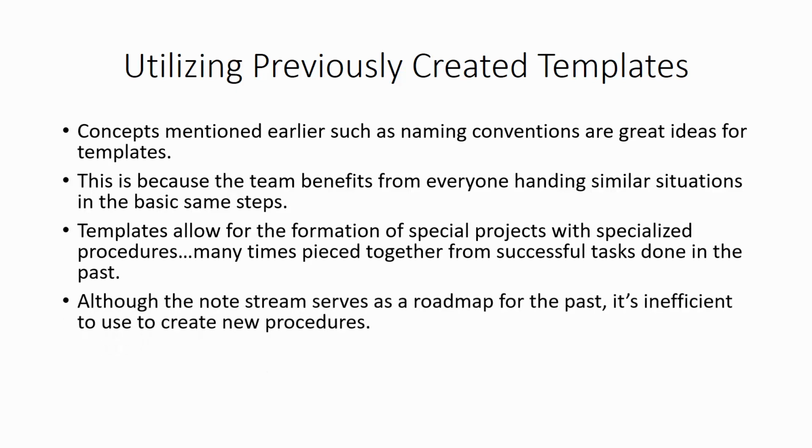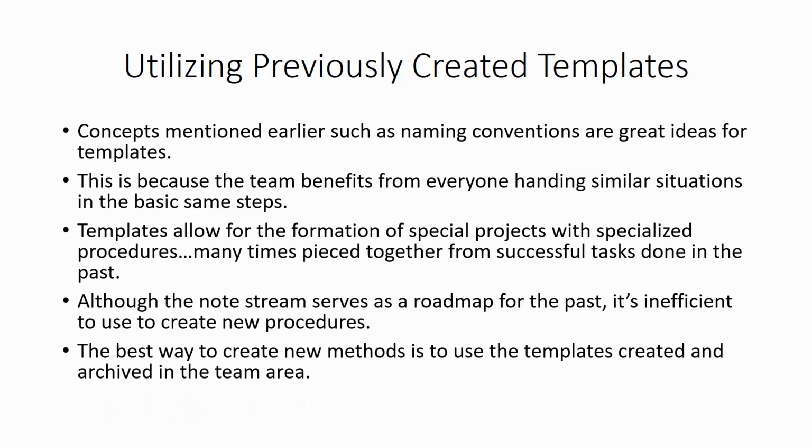Now, although your individual note stream in Evernote serves as a roadmap for the past, it's inefficient to create new procedures. If you had to search through all of the old notes in order to find something specific and to be able to piece it together to determine what to do in the future, that would take a long time and it would probably be almost impossible to do. Having a template in place, though, makes this process very easy. And as a result, the best way to create new methods and new processes is to use templates that have already been created and archived in your team area.